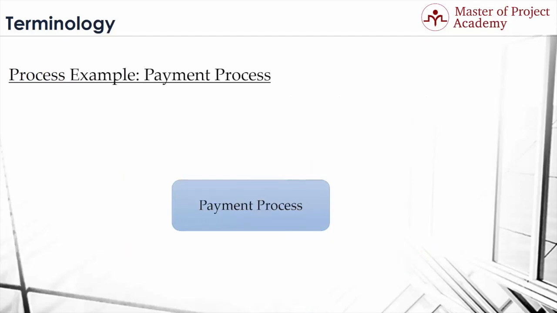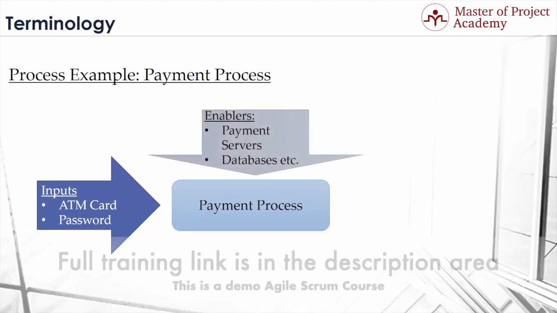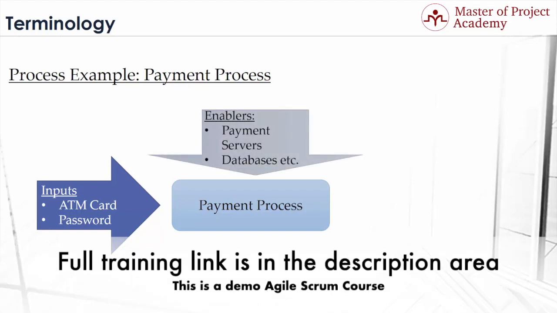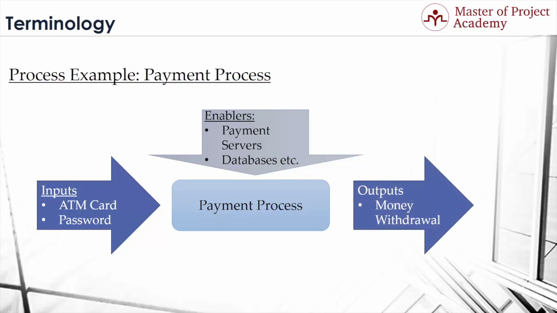Let's see a process example. Payment process. Predefined inputs for this process can be ATM card of the customer and correct password entry of the customer to withdraw the money. Enablers of the payment process can be payment servers of the IT of the bank and databases which stores the customer's details, such as customer number, account info, and balance details, etc. And finally, if the steps were followed successfully, output of the process will be money withdrawal.